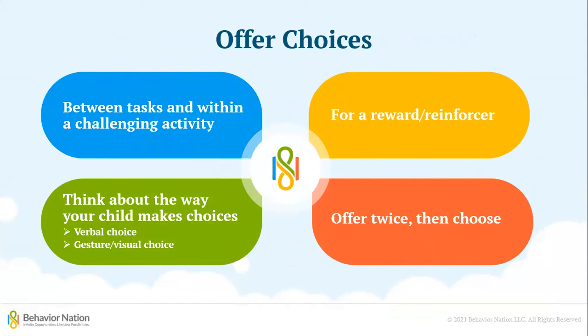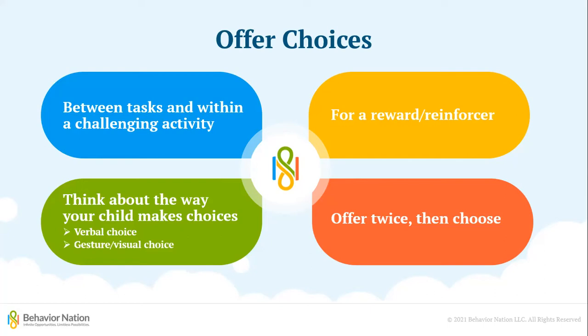You can also offer them a choice between their reinforcers. This is a great way to check in with your child to be sure that they are motivated for the item that you are having them work for. When you are offering your child choices, think about the way that your child makes a choice. Do they do better when they are shown the items or a visual of the item, or can they make a choice when you provide them with a verbal offer?